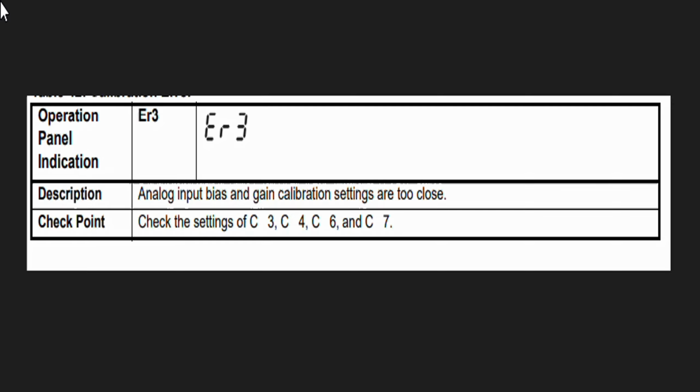One error code is ER.3. It means the analog input bias and gain calibration settings are too close. So you need to check the C3, C4, C6 and C7 settings. When you check these settings, you will find the actual reason why it is coming. It is just related to the analog calibration settings, and when you check, the actual reason will become clear.